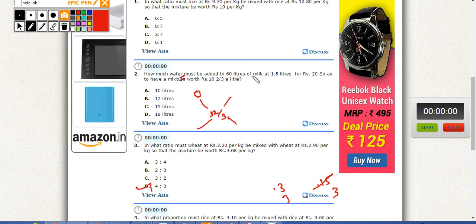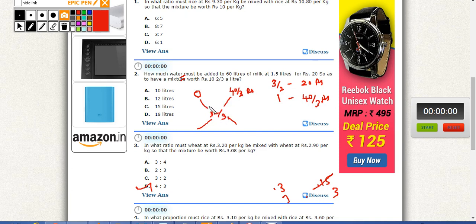Water is added to 60 liters of milk at 1.5 liters for 20 rupees. So 1.5 liters costs you 20 rupees. 1.5 is 3/2 liters, right? That costs you 20 rupees. So how much would 1 liter cost you? That would be 40/3 rupees, right? Okay, 1 liter will cost you 40/3 rupees. So you're mixing 0 rupees water with 40/3 rupees milk.